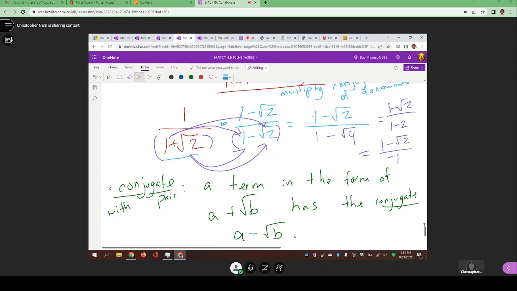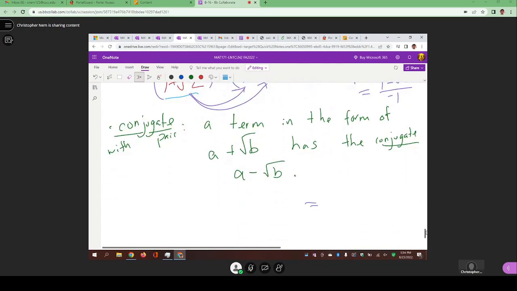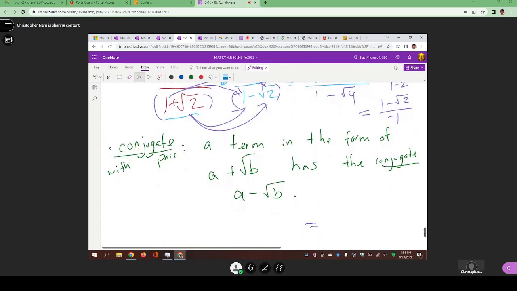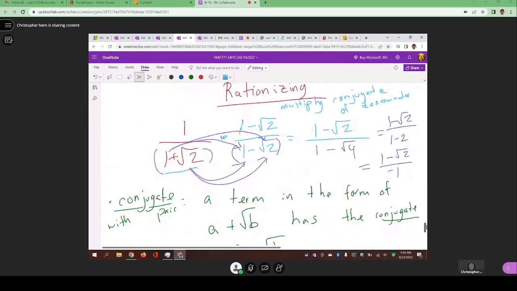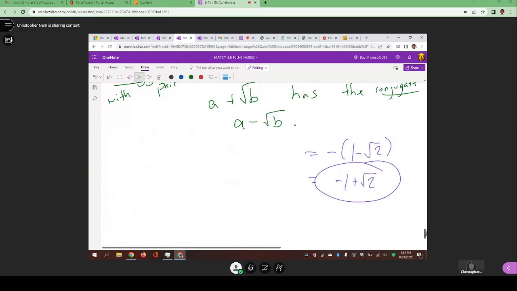So your final answer, or the simplified version, is going to be negative of 1 minus square root 2, which you can simplify as negative 1 plus square root 2. The reason why that's the case is because if I divide something by negative 1, that's the same as turning it negative. That's the same as multiplying by negative 1. And that is conjugate. So give that a shot and all that good stuff.